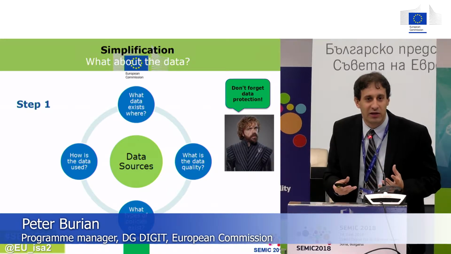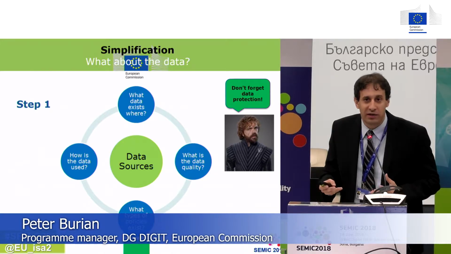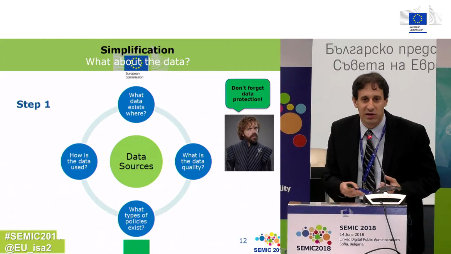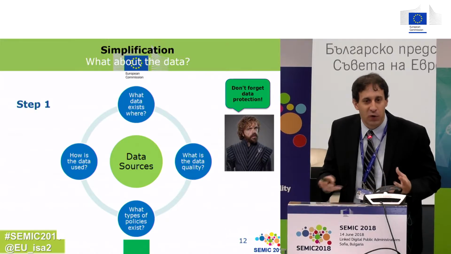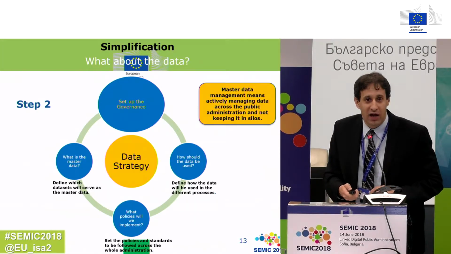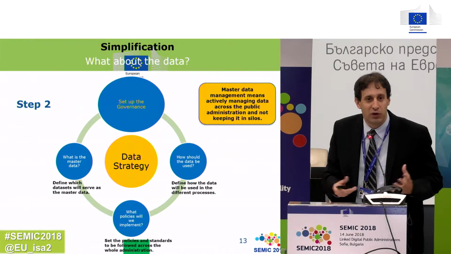The first thing that you need to do is to look at what type of data you have, where it is. You need to understand the data. So a lot of times it's scattered across different public administrations, different databases. So first you need to do a checkup of where it is, what happens, what type of policies exist, where it's used. After you have that, you go with step 2, and then you need to have a strategy on what to do with the data.